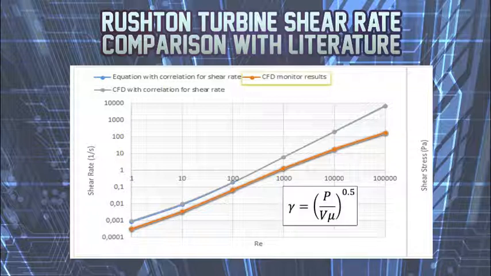However, after applying the literature correlation to the CFD results, the ones obtained experimentally were much more similar. This error was caused by the way in which the monitor provided the results. For example, the results were presented as the average of the shear rates, but if the mode or the median of the data had been used, the results might have been closer to those found in the literature.